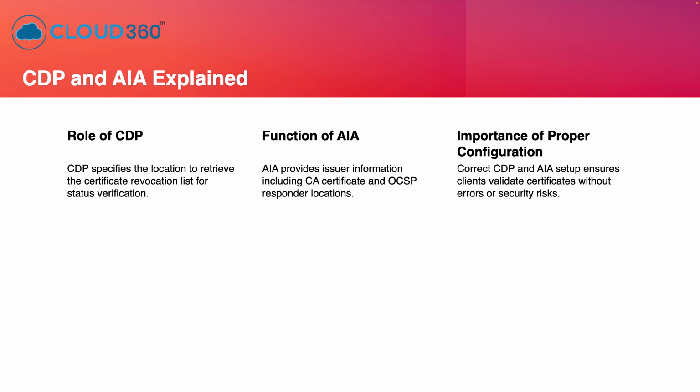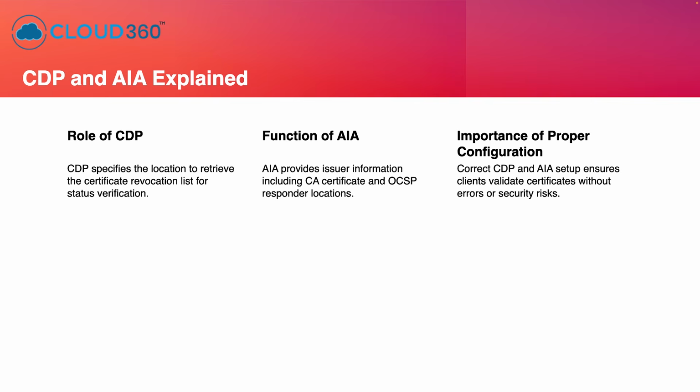Next is CDP and AIA. CDP stands for CRL Distribution Point, whereas AIA stands for Authority Information Access. These are certificate extensions that provide critical information for certificate validation. CDP specifies the location where the CRL is published. This allows the clients to retrieve the list and verify the certificate status.